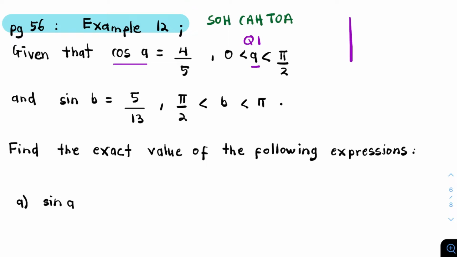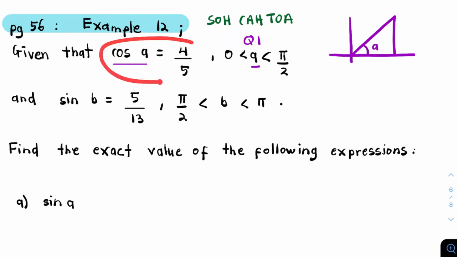So draw your quadrant 1 over here. This would be your axes, and this is going to be your triangle. Now the angle A is inside here. Because you are given cosine A equal to 4 over 5, which is CAH, you can know the sides adjacent and hypotenuse. So your adjacent side is 4, your hypotenuse is 5. Can you find the missing side, which is the opposite over here?